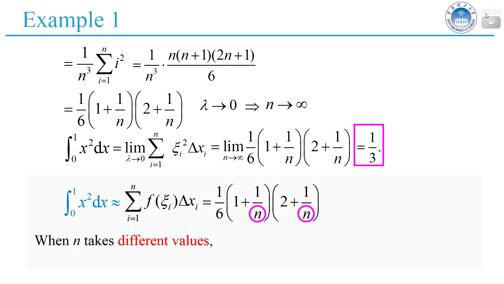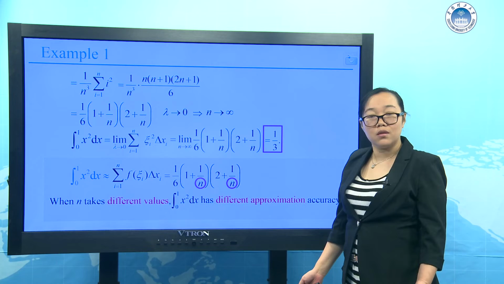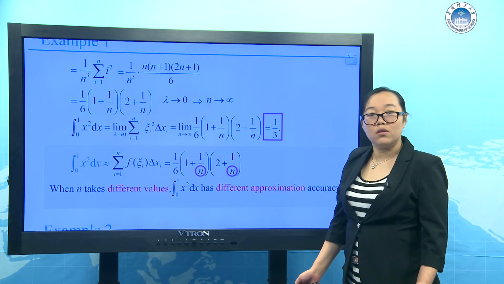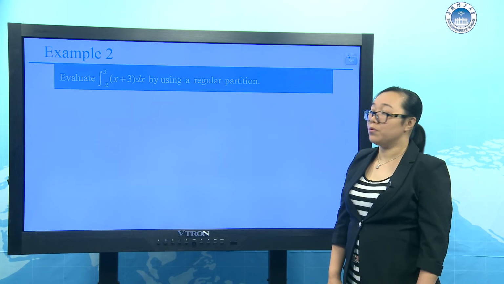Why? Because if n takes different values, the area, meaning the definite integral, has different approximation accuracies. When n is large enough, we get the limit, which is our definite integral, meaning our area. Try to understand the idea. So now we look at example 2.